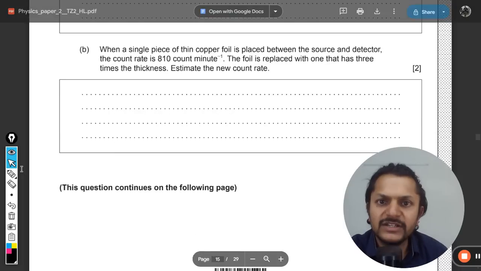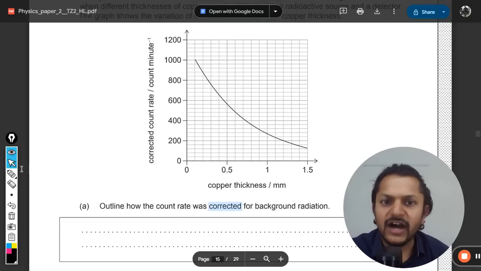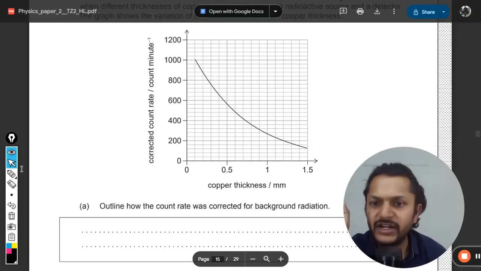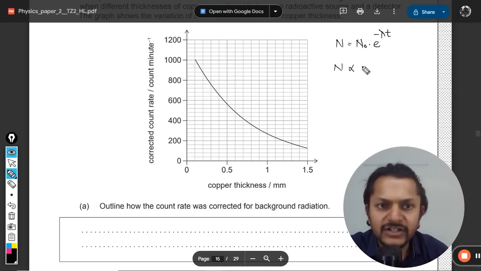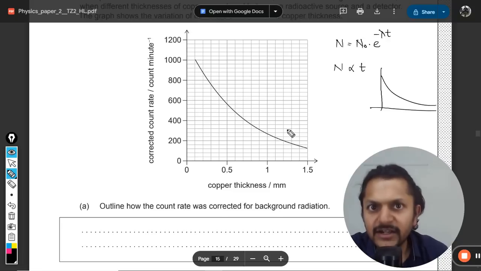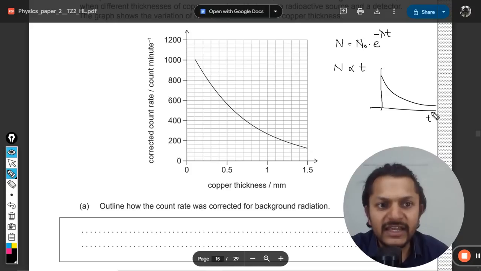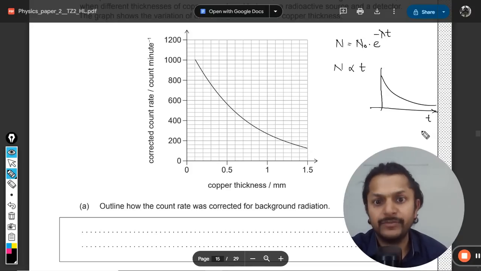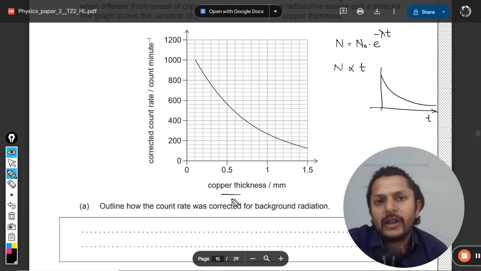When a single piece of thin copper foil is placed, now this is not the graph of radioactivity. Try to understand. In the graph of radioactivity, it is N equals N naught e raised to the power negative lambda t. So it is N versus t, and it is exponential, and it does look somewhat like this. But in this case, you have t on the x-axis, time. And here you are basically having the thickness of the copper foil.